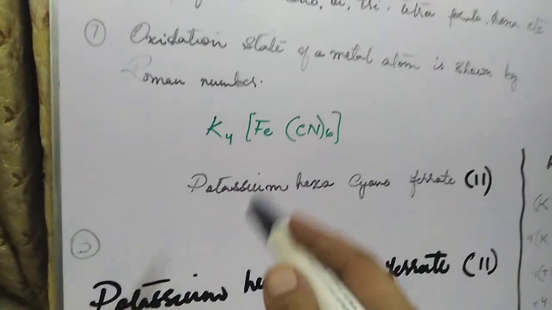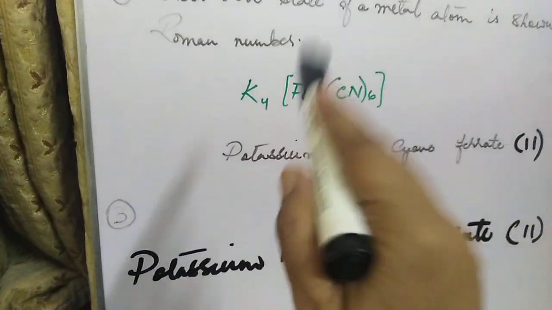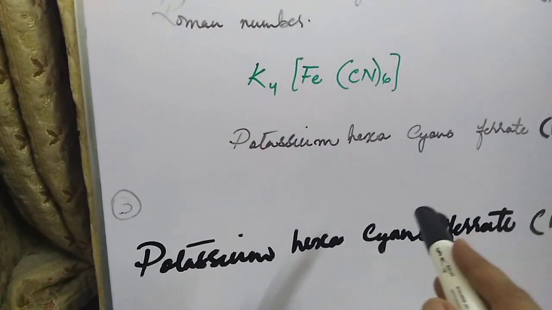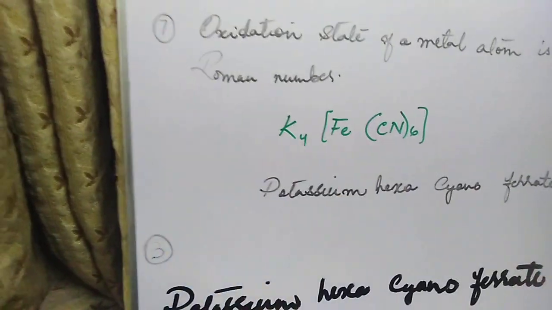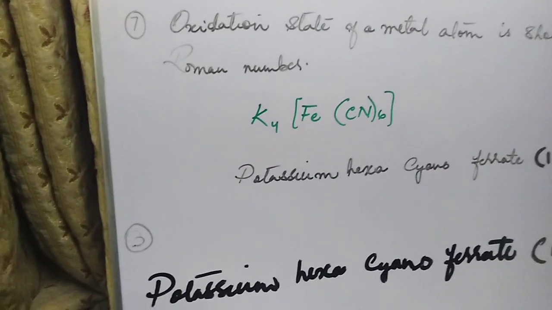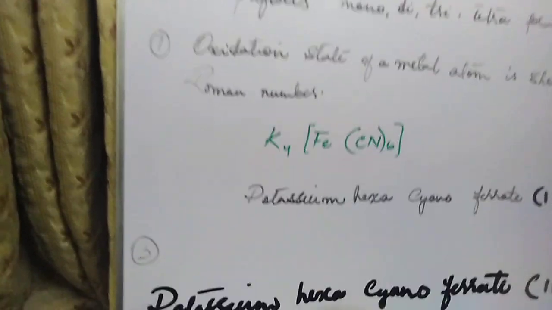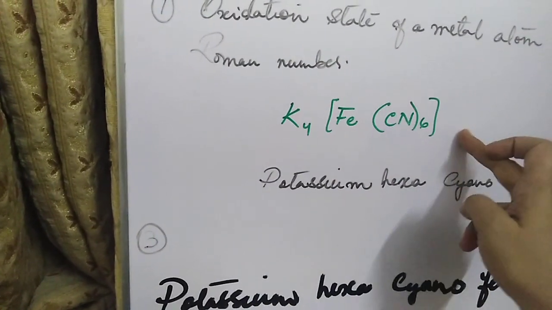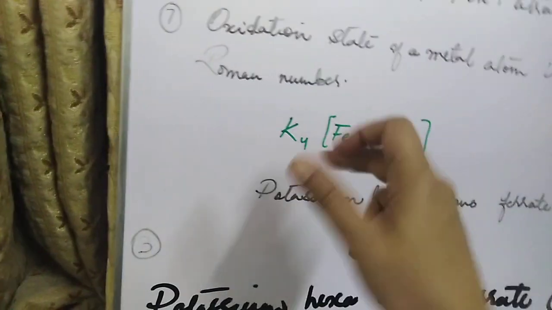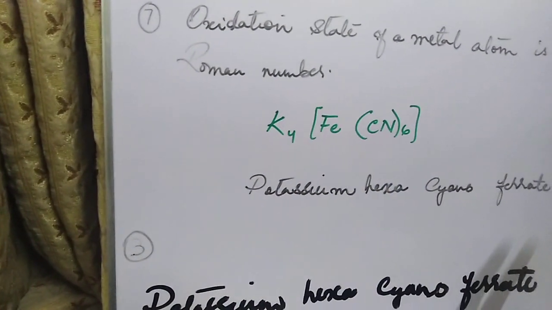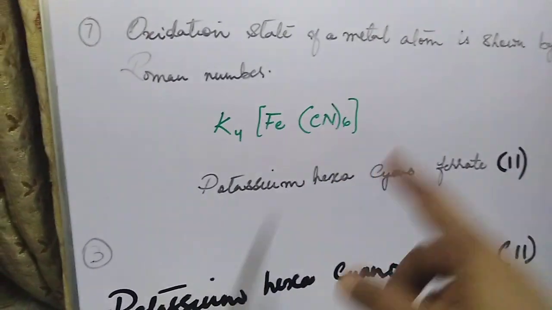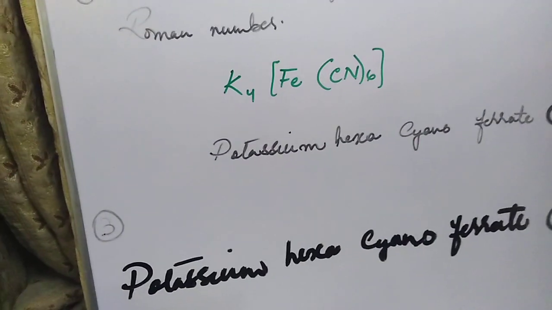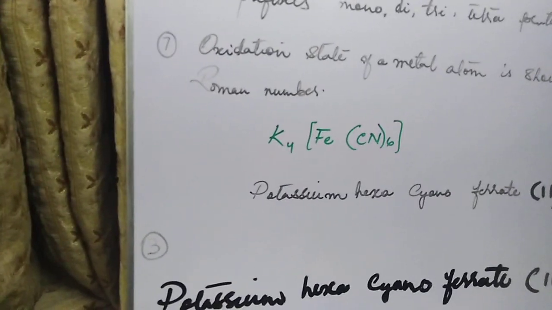Then we start to write: first you look where the coordination number is, where the coordination sphere is, and how many things are outside of the coordination sphere. If you look here, potassium is written in the beginning, outside of the coordination sphere, but sometimes this K4 is also written at the end of the coordination sphere. Then in that condition, we don't write potassium at the beginning; we write hexacyanoferrate(2) potassium, if potassium is written after the coordination sphere. Clear?